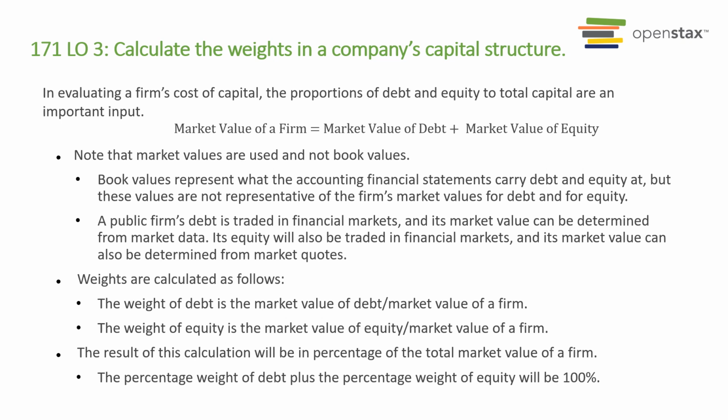The weights are calculated as follows. The weight of the debt is equal to the market value of debt divided by the market value of the firm. The weight of equity is equal to the market value of equity divided by the market value of the firm. The result of this calculation will be in percentages of the total market value of a firm. The percentage weight of debt plus the percentage weight of equity will always be equal to 100%.